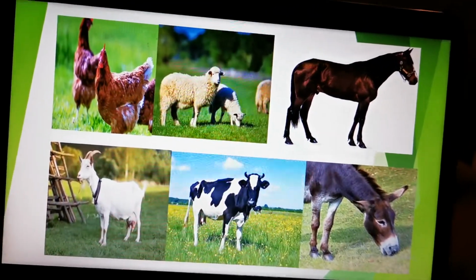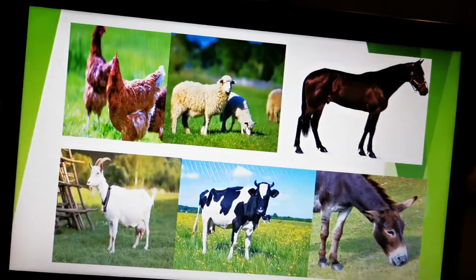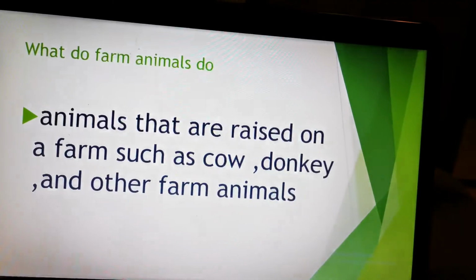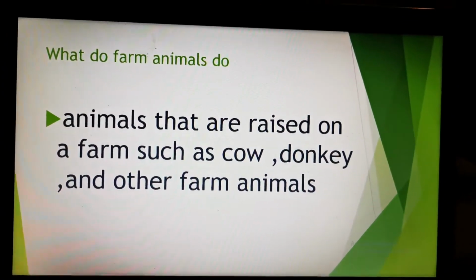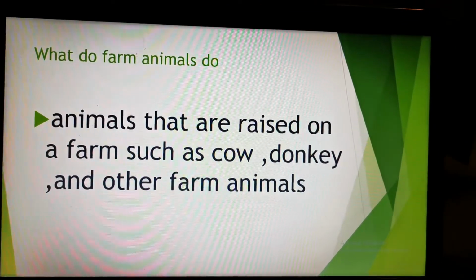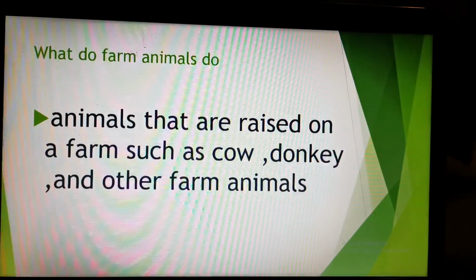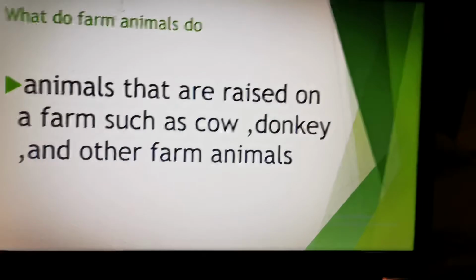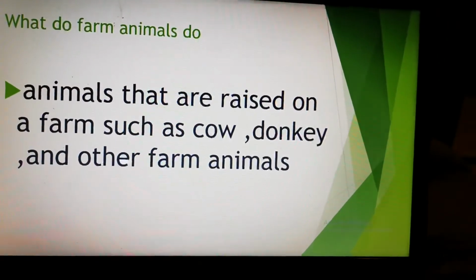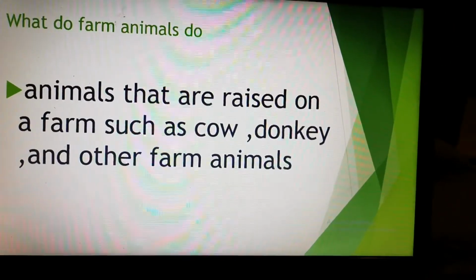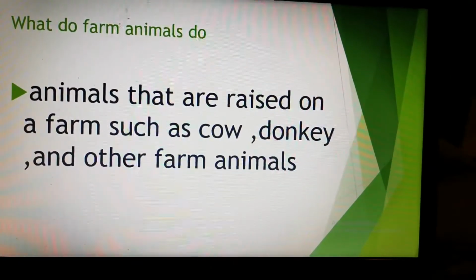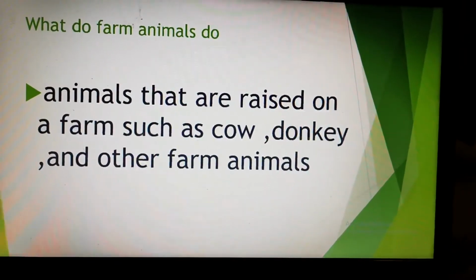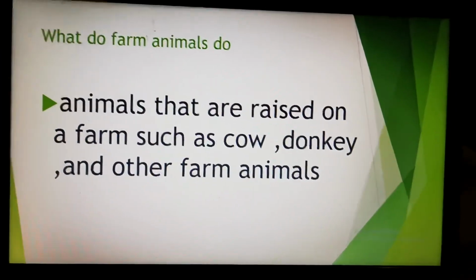Today we will make a revision for the farm animals. Are you ready? Do you remember what's the meaning of farm animals? Tell me. Yeah, bravo. It's an animal that are raised on a farm, such as cow, donkey, and other farm animals. And these animals we can get a benefit from it, right?